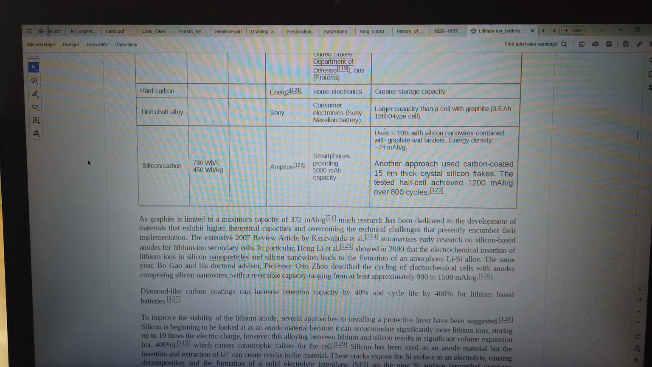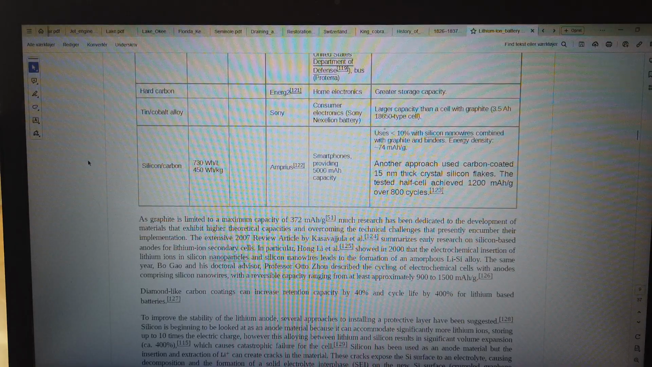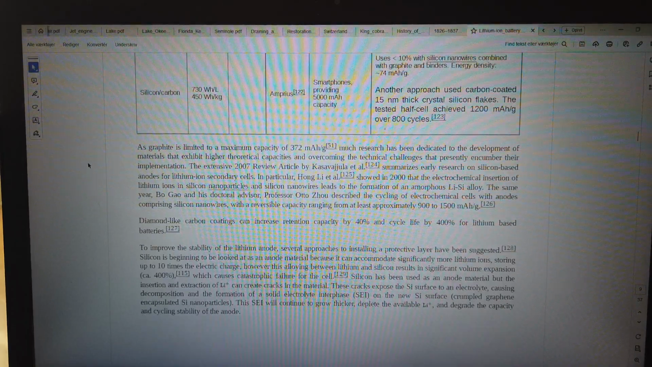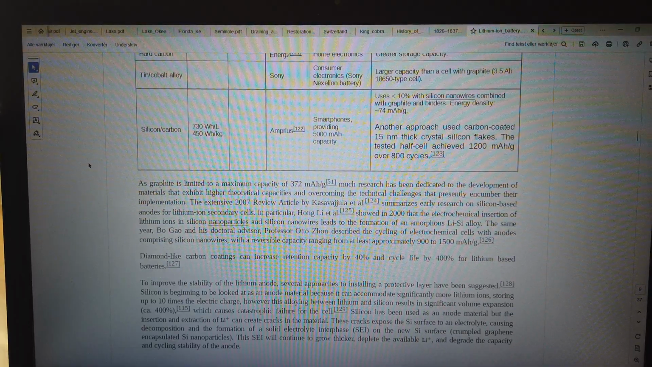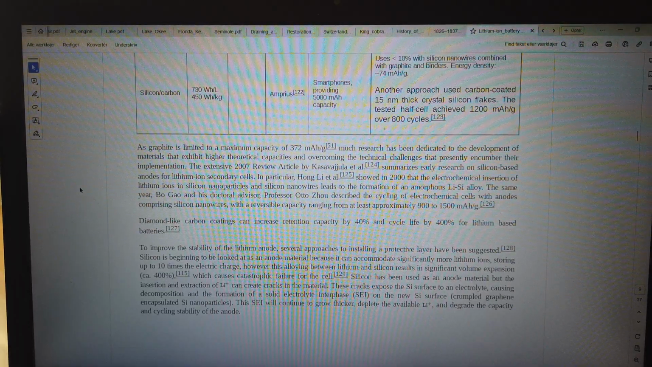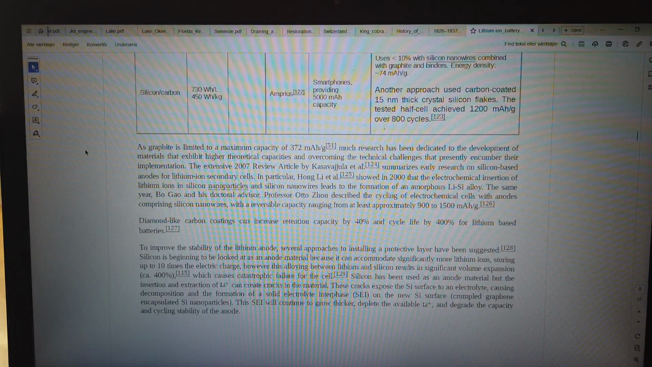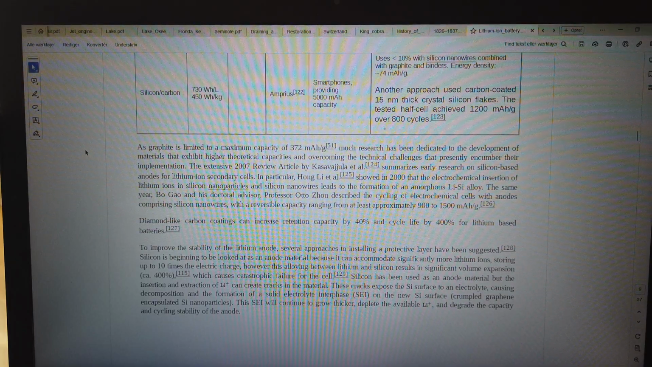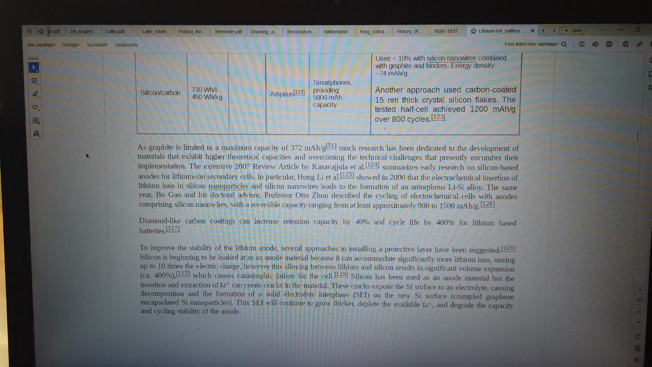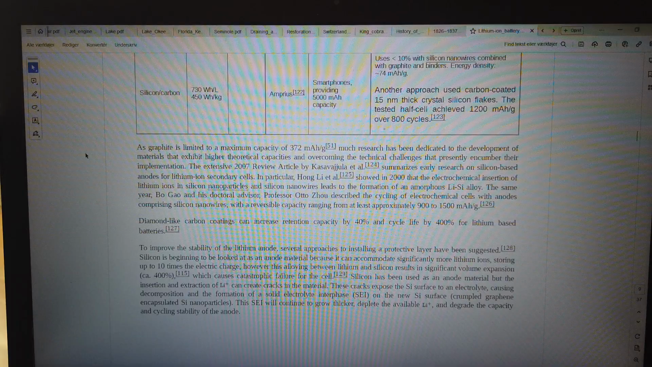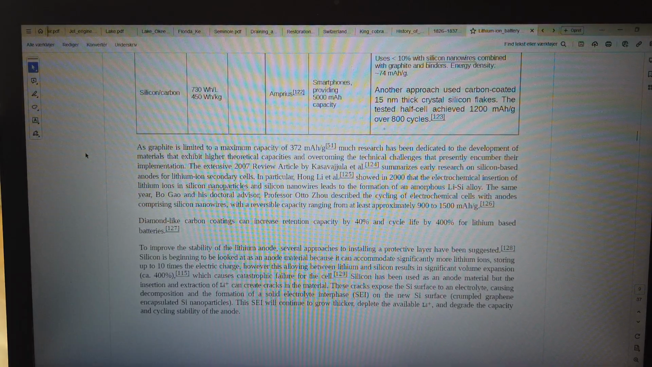Silicon/carbon. 730 Wh/L, 450 Wh/kg, amperes. [122] Smartphones providing 5000 mAh capacity, and up to 10% silicon nanowires combined with graphite and binders. Energy density 74 mAh/g. Another approach used carbon-coated 15 nm thick crystal silicon flakes. The tested half cell achieved 1200 mAh/g over 800 cycles.